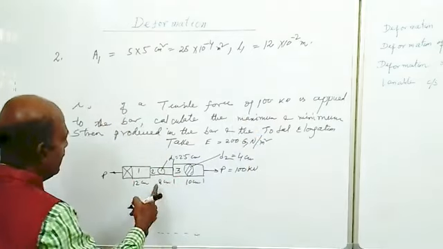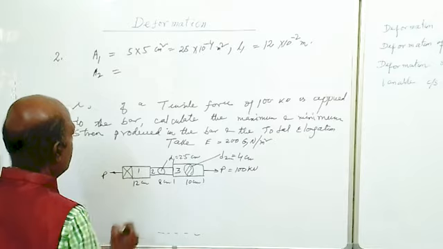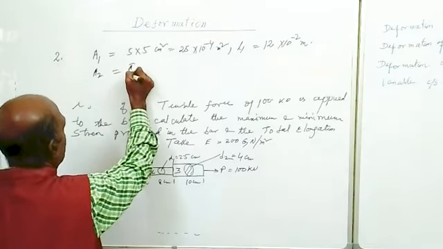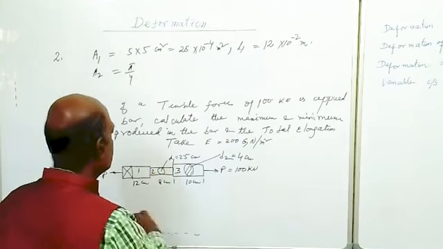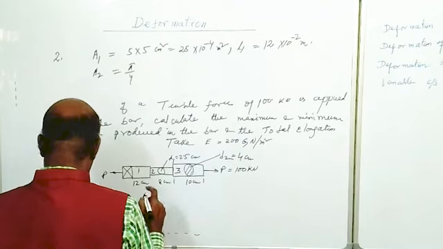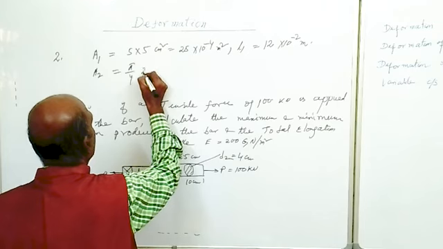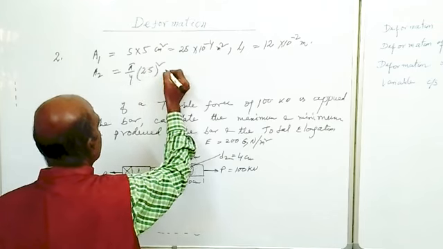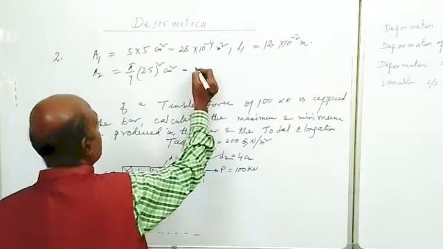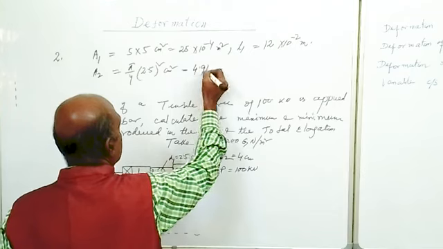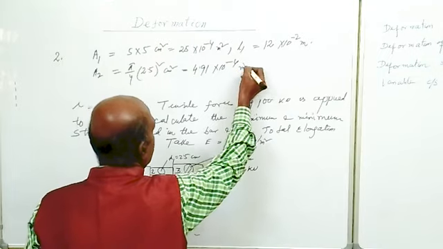Okay. Similarly, for the second section, the cross sectional area A2 is given by pi by 4 into D2 square. What is the diameter? 2.5 centimeter, converted to meter. So it will be pi by 4 into 2.5 whole square, that is coming in centimeter square, and is equal to 4.91 centimeter square, into 10 to the power minus 4, that is in meter square.